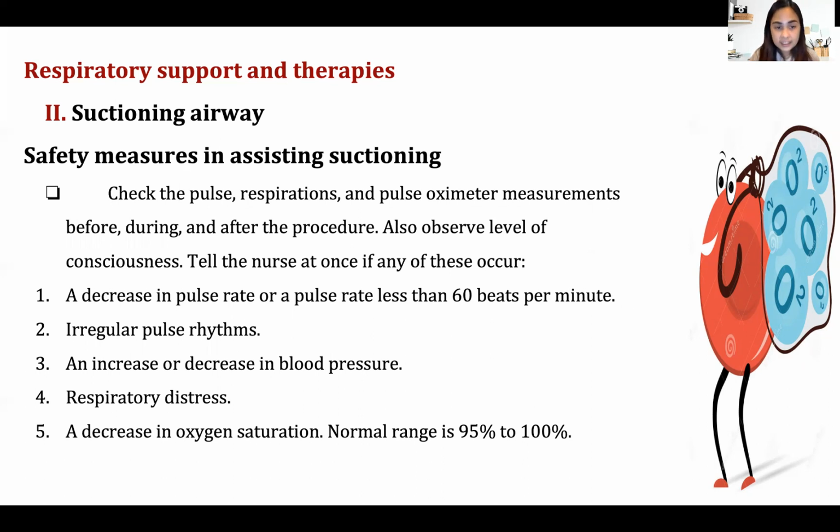You should always check the patient's vital signs before and during the procedure, so you will know if the patient can tolerate the procedure. A decrease in pulse rate, or a pulse rate less than 60 beats per minute, you should report to the nurse. Also report irregular pulse rhythm, an increase or decrease in blood pressure, respiratory distress, or a decrease in oxygen saturation. A normal range should be 95 to 100%.